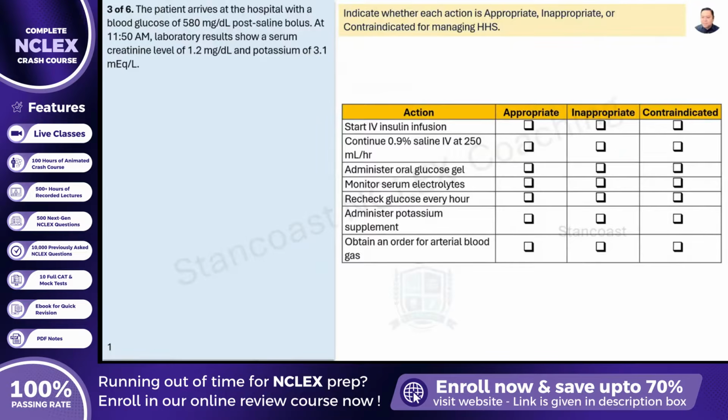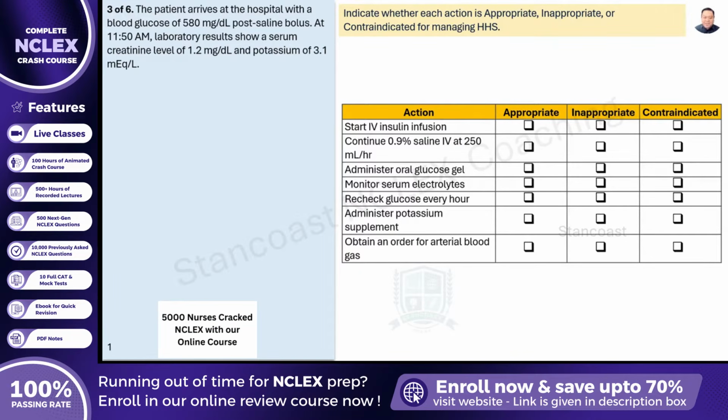Now, let's jump into the topic. It says here the patient arrives at the hospital with a blood glucose of 580 milligrams per deciliter post-saline bolus. At 11:50 a.m., laboratory results show a serum creatinine level of 1.2 milligrams per deciliter and potassium of 3.1 milliequivalents per liter.